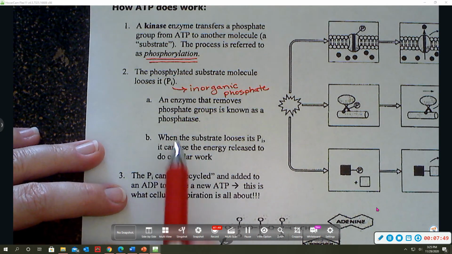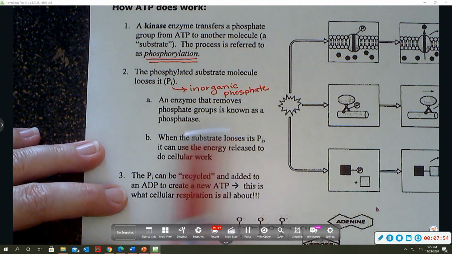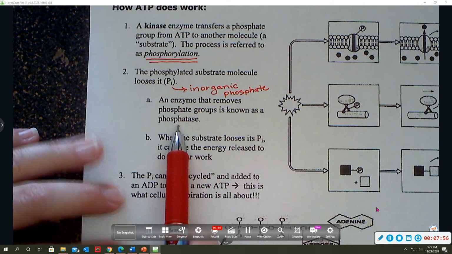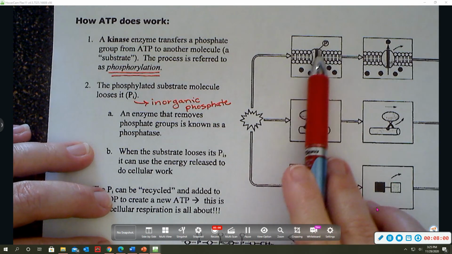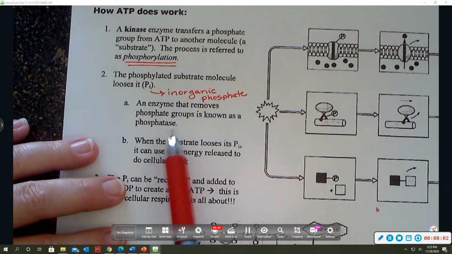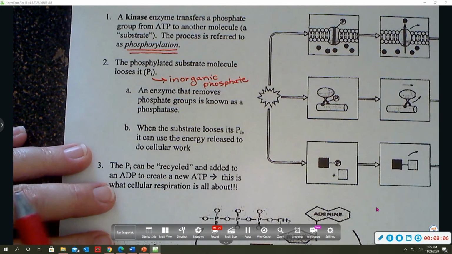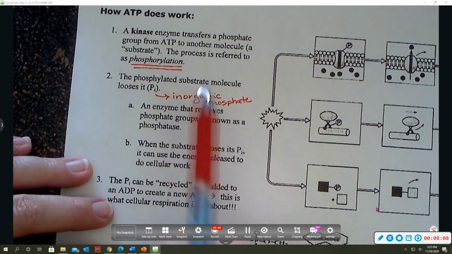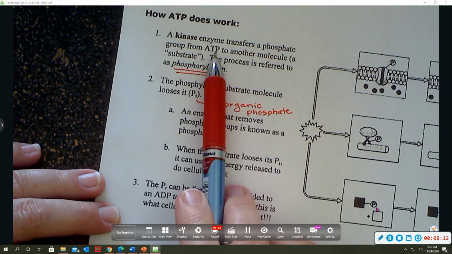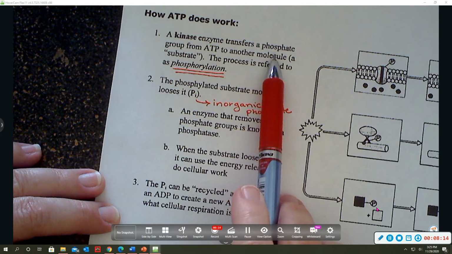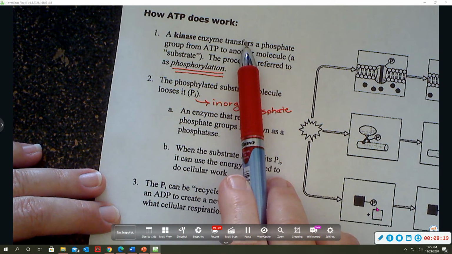Inorganic phosphate. An enzyme that removes phosphate groups is known as a phosphatase. All right, well, that was another part of this job here, was to lose the P. So phosphatases can actually take P's away. So let's think of it this way. When a kinase enzyme grabs onto ATP, it grabs the P from the ATP and transfers it to another molecule.